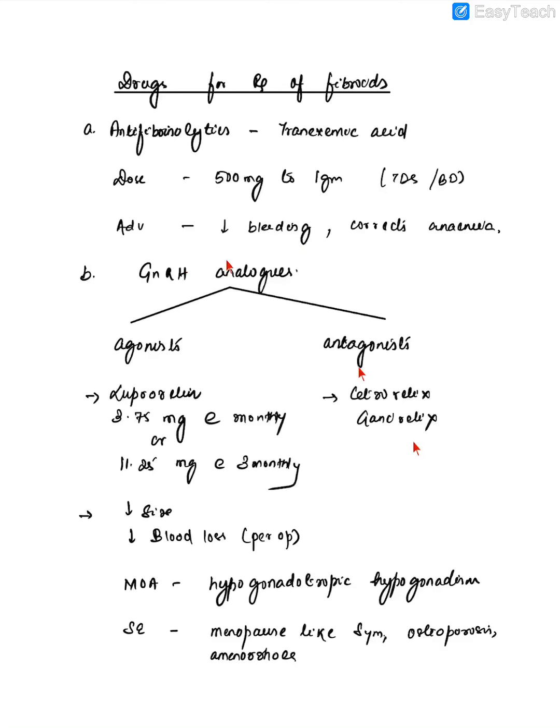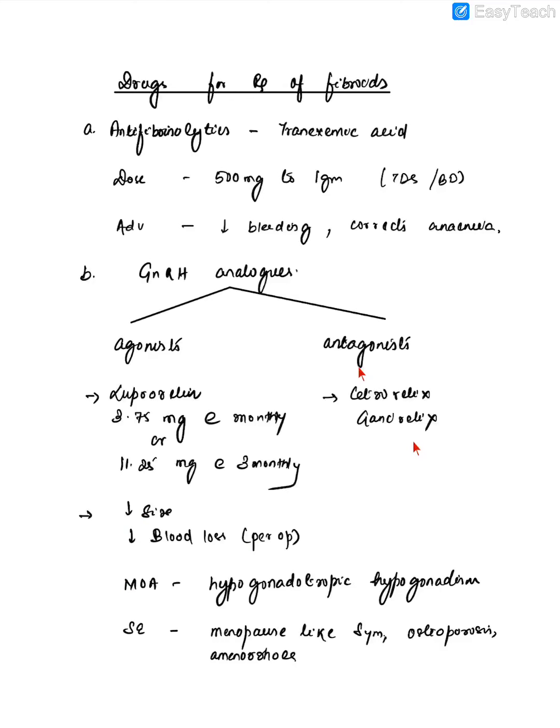The second class of drugs are GnRH analogs, which can be agonists or antagonists. The most common GnRH analog is the GnRH agonist leuprorelin or leuprolide acetate. It's given at a dose of 3.75 milligram monthly or 11.25 milligram depot every 3 months. GnRH analogs reduce the size and reduce the blood loss peroperatively.